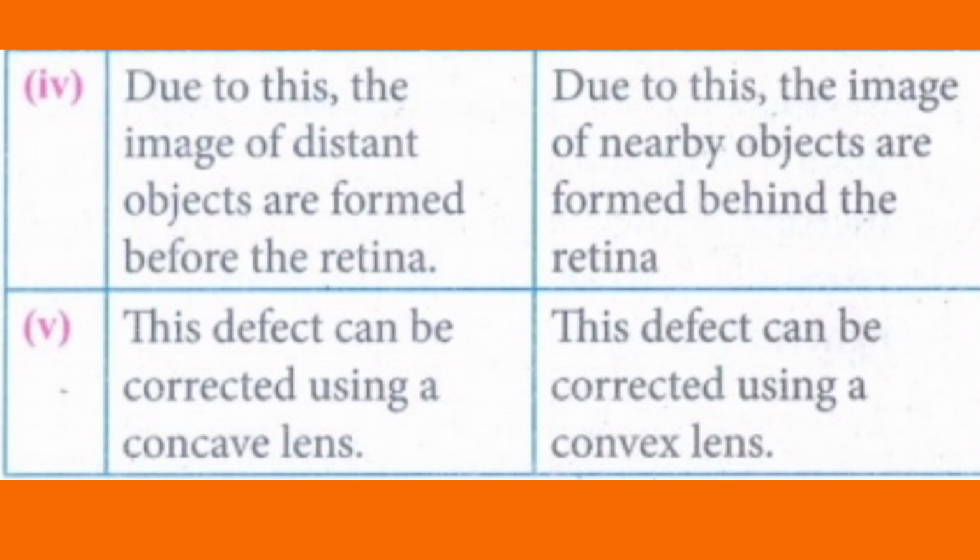Fourth point, due to this, the image of distant objects is formed before the retina. On this side, due to this, the image of nearby objects is formed behind the retina. Fifth point, this defect can be corrected using a concave lens. For this side, this defect can be corrected using a convex lens.